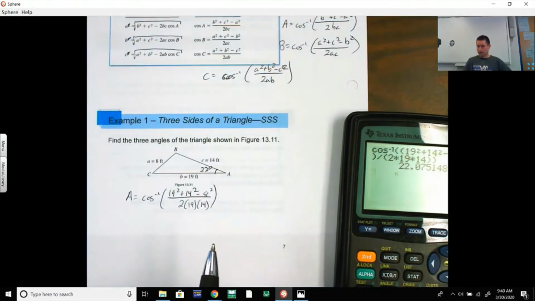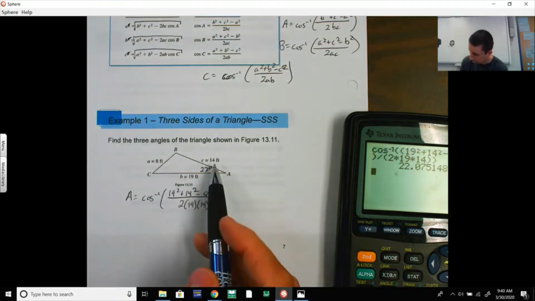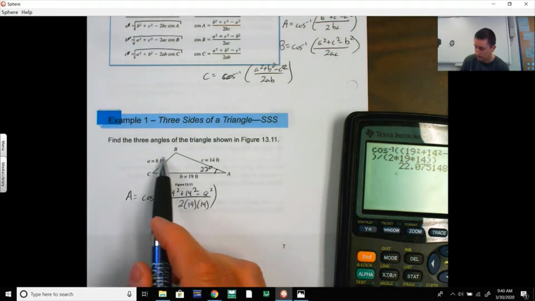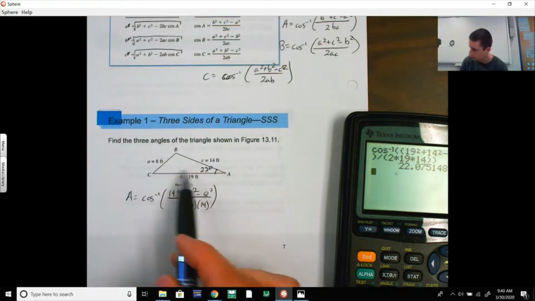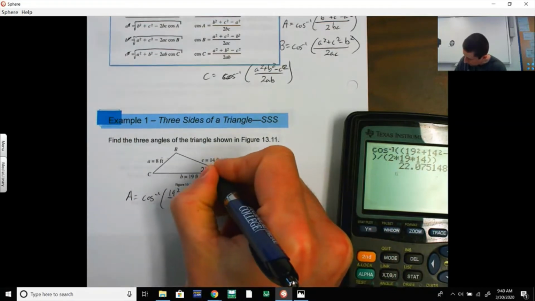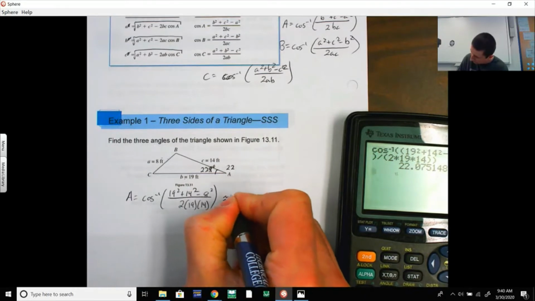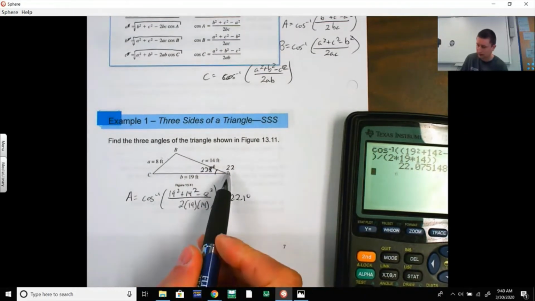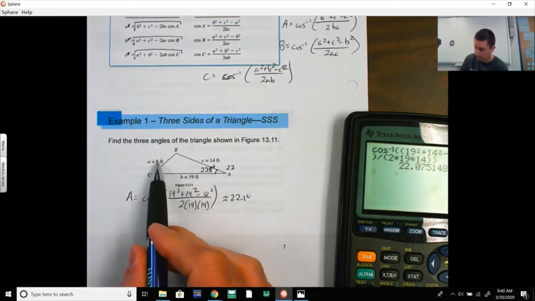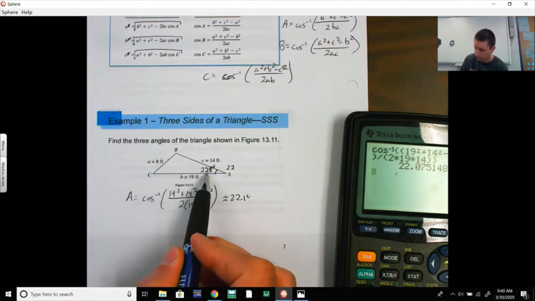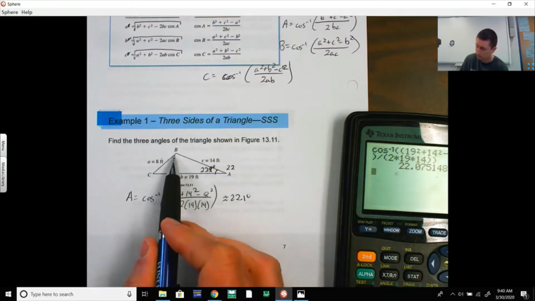You can continue to do this for each one. Now, you do have a given. We're going to call it 22.1 degrees. You can use the law of sines now if you want to. You could say 8 over the sine of 22.1 equals 19 over the sine of B. I don't think it's that bad to just rearrange things.